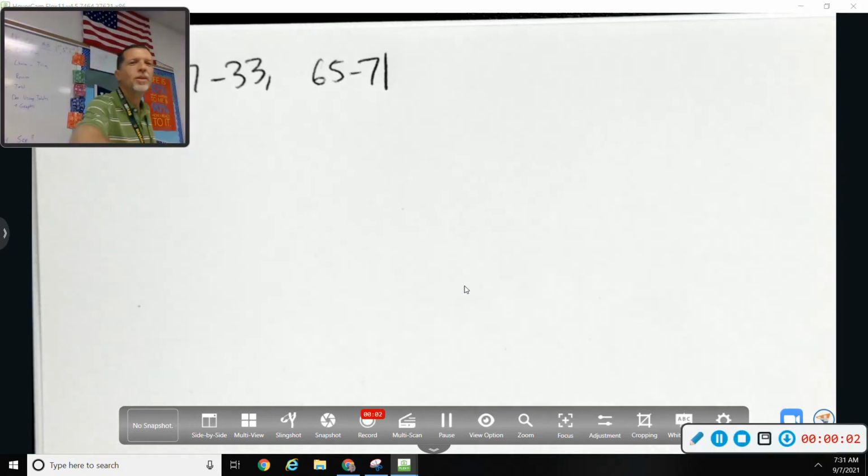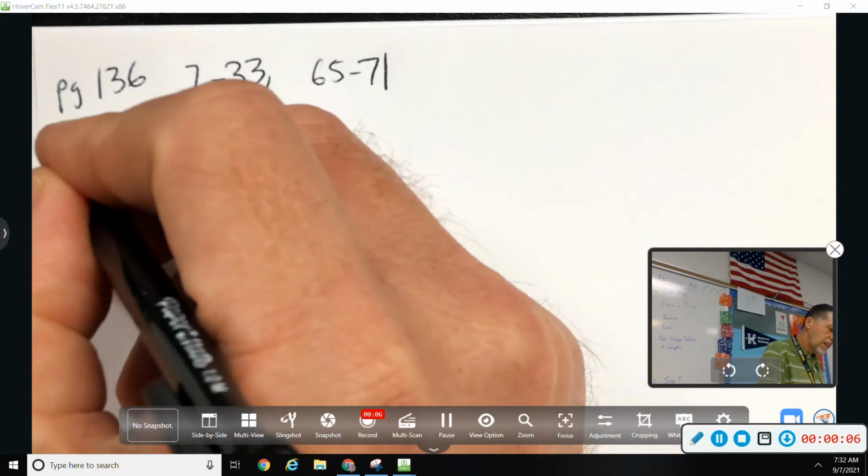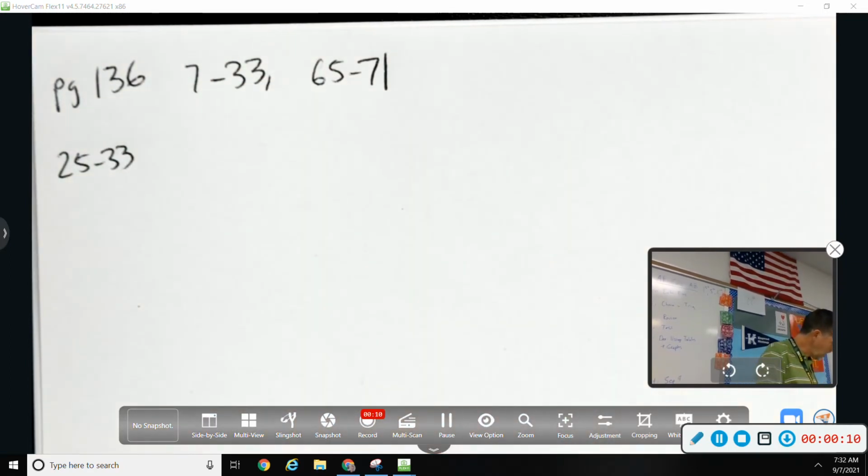So let's look at some from Friday, page 136, 25 to 33. Let's see, what are those about? Find the derivative of those functions. Oh, those involve not just chain rule, but either product or quotient. Yeah. Too many steps. Too many steps is right.